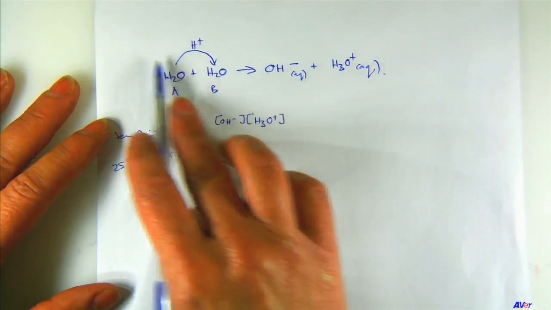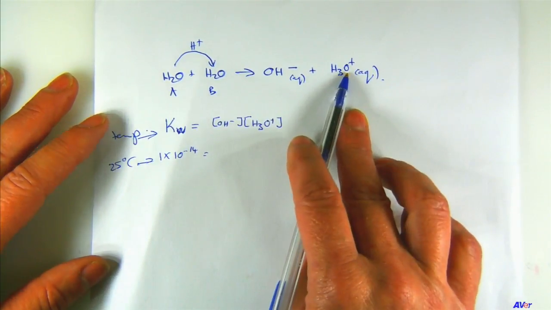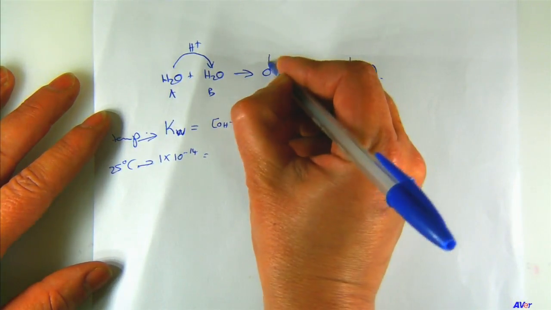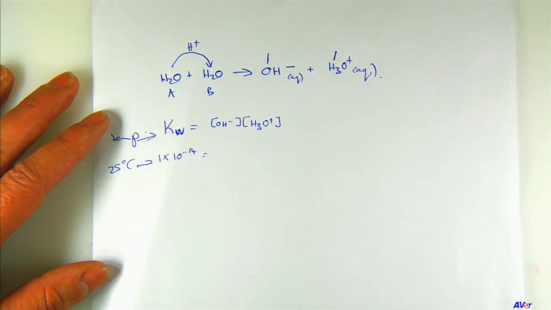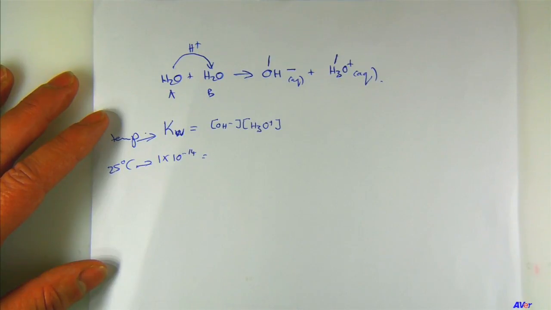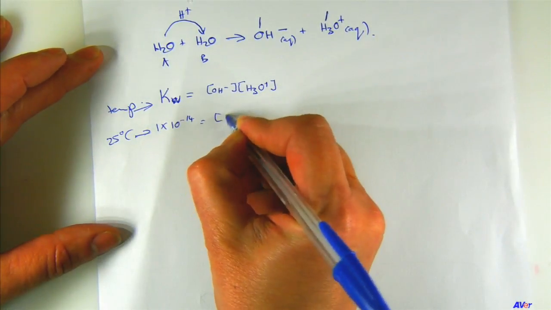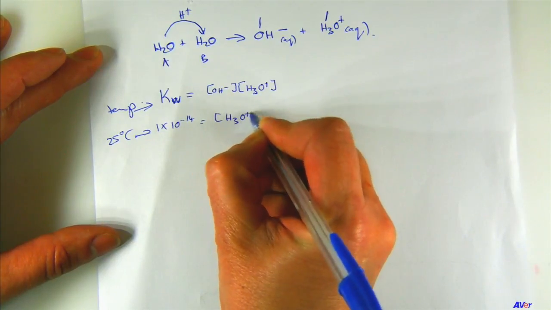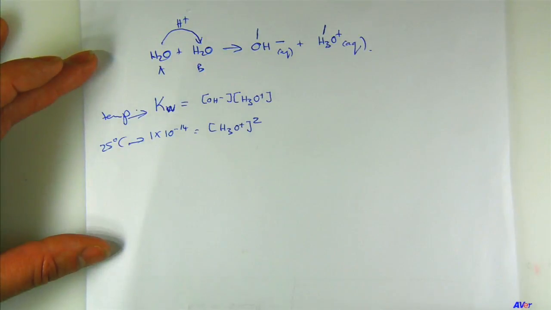Come on, it's pure water. No one else put OH minus or H3O plus in there. Then there will be 1 OH minus for every 1 H3O plus. Everyone happy? Okay. This means those two are exactly the same, and I can say H3O plus squared, because they're both the same. I can just say it's squared.